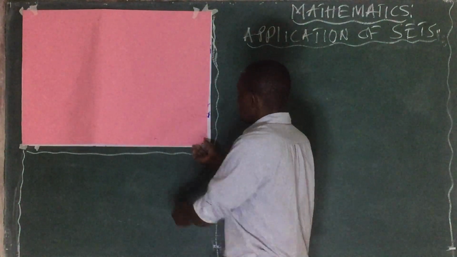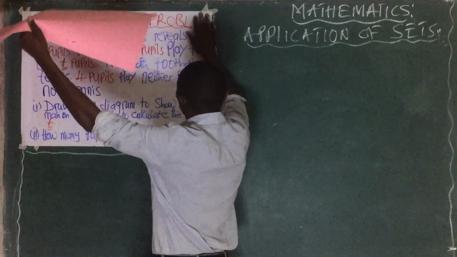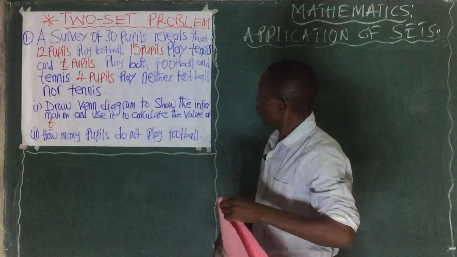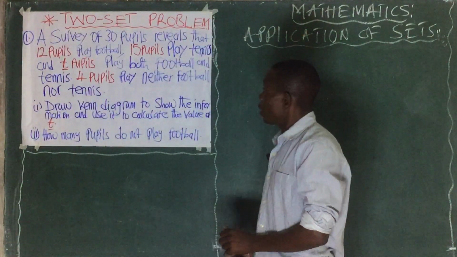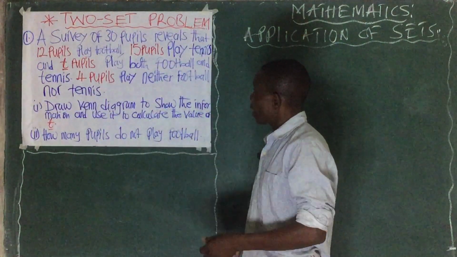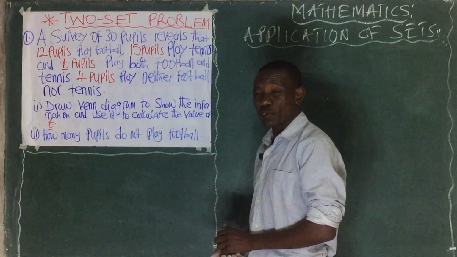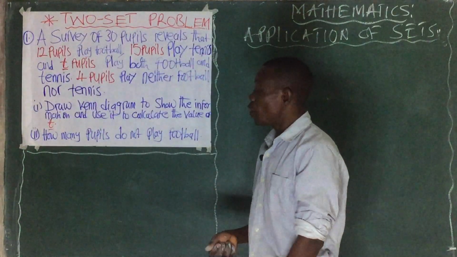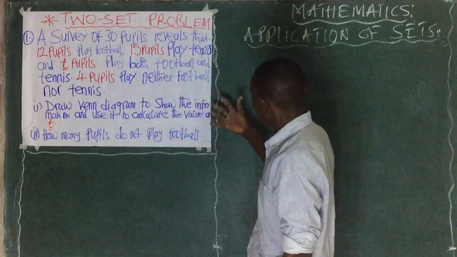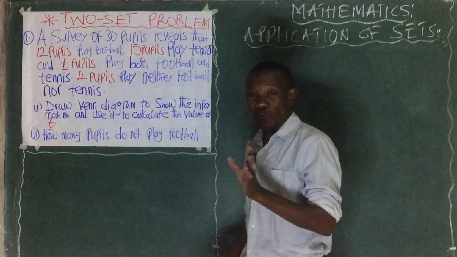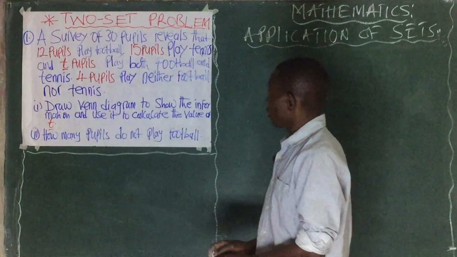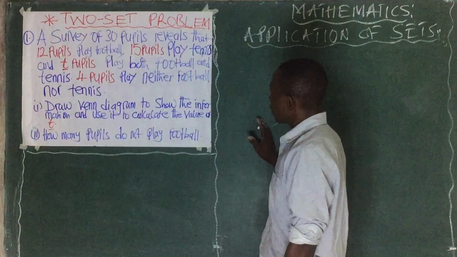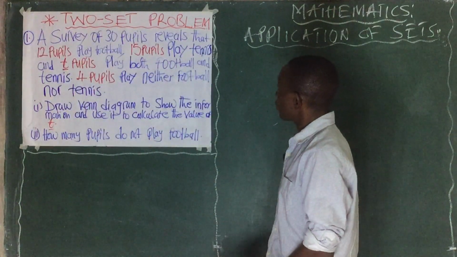The first problem, as I've already mentioned, is a two-set problem. If you remember the objectives, we were discussing how we can draw a Venn diagram for two-set problems and also a Venn diagram for three-set problems. So the two problems here match the objectives that we have. We are going to apply the knowledge of sets in the first problem about two sets.